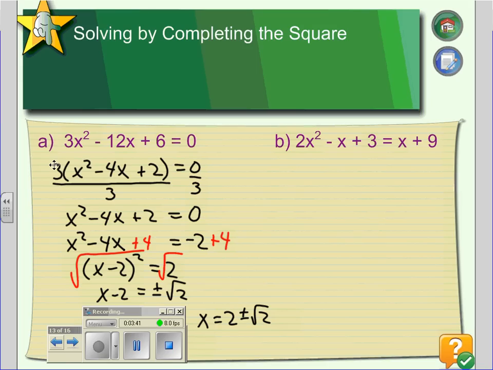Okay, you try example B. Hit pause while you work. Hit play when you're ready to go on.